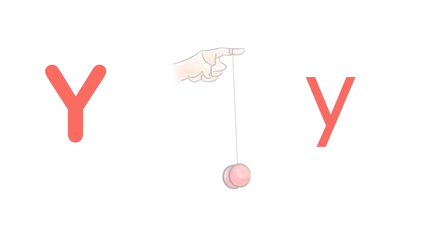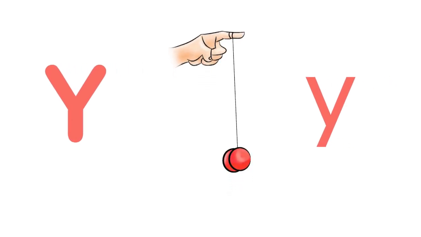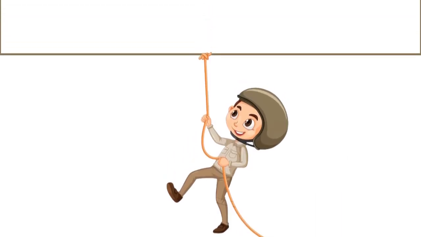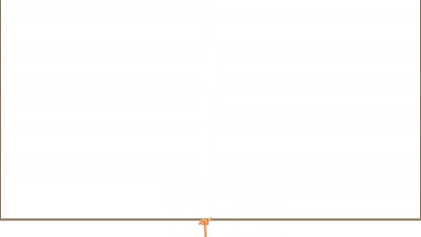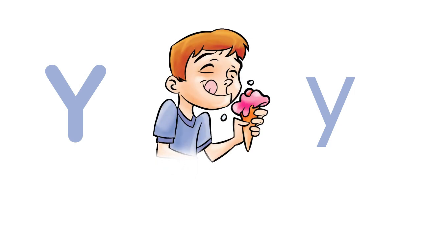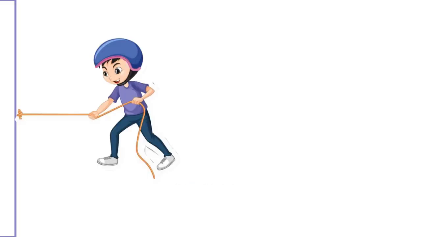Y for yo-yo. Y for yo-yo. A, B, C, D, E, F, G, H, I, J, K, L, M, N, O, P, Y for yummy. W, X, Y, Z. Y for yummy.